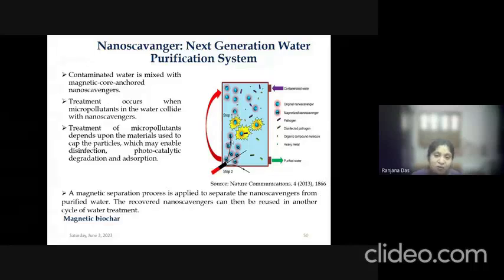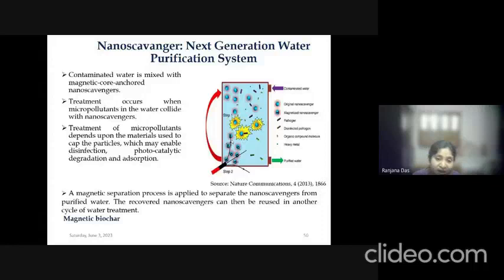A very good example of this is magnetic biochar, because everybody knows biochar. Whenever you are working with the adsorption process for contaminant removal, biochar is a very important topic nowadays because we all want to prepare biochar for plastic remediation. Plastic is a polymeric material, and it can be easily converted to biochar. So this biochar is also a good adsorbent.